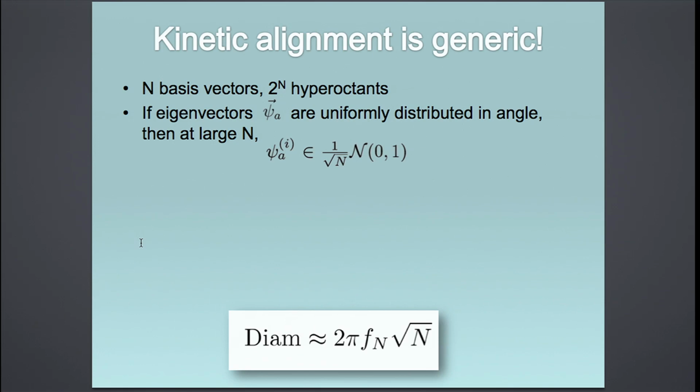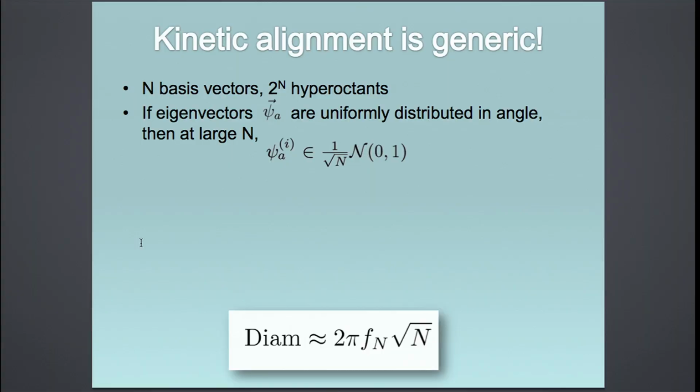So the result is that if the eigenvectors are uniformly, or even close to uniformly, distributed in angle, then at large n the statistical distribution of the components goes like this. Here i is the ith component of some eigenvector a, so a is the ath eigenvector. The distribution goes like 1 over square root of n times a normal distribution. That tells you immediately that it's fantastically unlikely that the eigenvector components will fluctuate upward such that one of the components is almost 1.